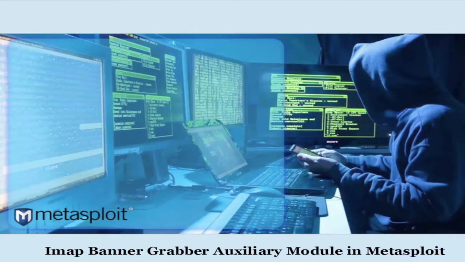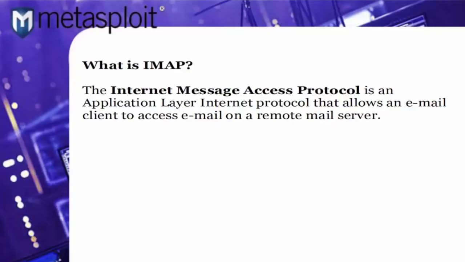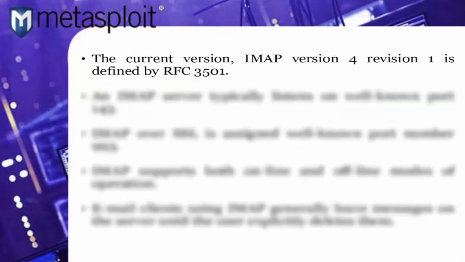Welcome, we are going to learn the IMAP Banner Grabber Auxiliary Module in Metasploit. What is IMAP? The Internet Message Access Protocol is an application layer internet protocol that allows an email client to access email on a remote email server. The current version, IMAP version 4, revision 1, is defined by RFC 3501.